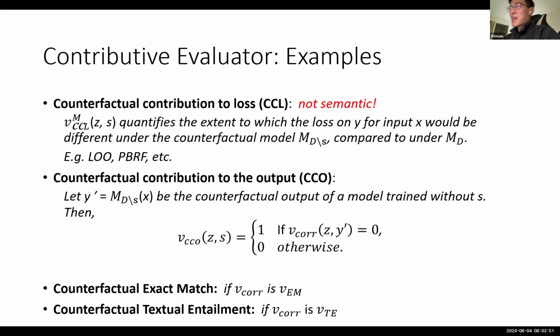It's just some magical number, but it's not semantic. So when we retrieve something, it may not have some semantic meaning. Some examples of the CCL are the LOO, leave one out, PBRF, or influence functions, stuff like that. And I want to focus more on the second type of evaluator called the CCO.